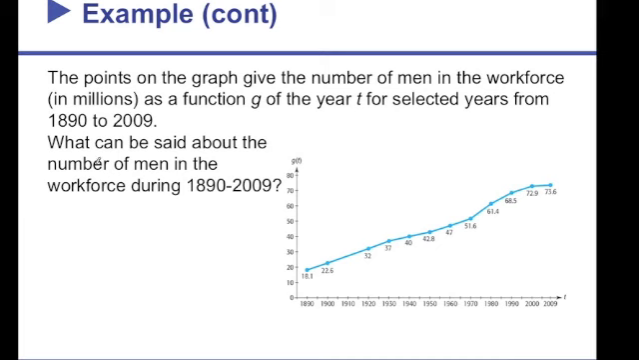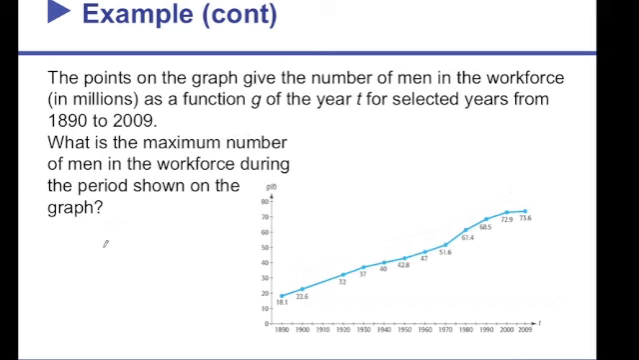Same graph again. What can be said about the number of men in the working force from 1890 to 2009? I would say, looks to me like an increase. And one more thing, what is the maximum number of members of the workforce during the period shown? Well, what's the biggest number? The maximum? 73.6 million men in 2009 was the maximum number in the workforce.